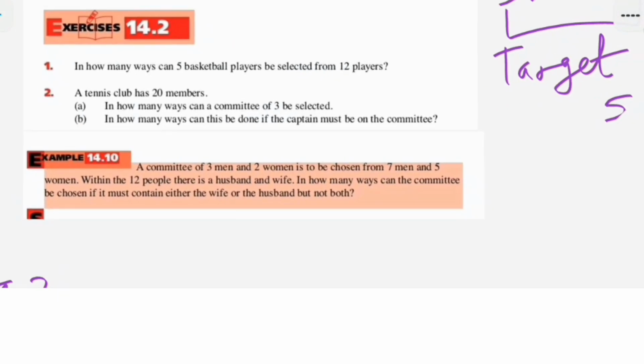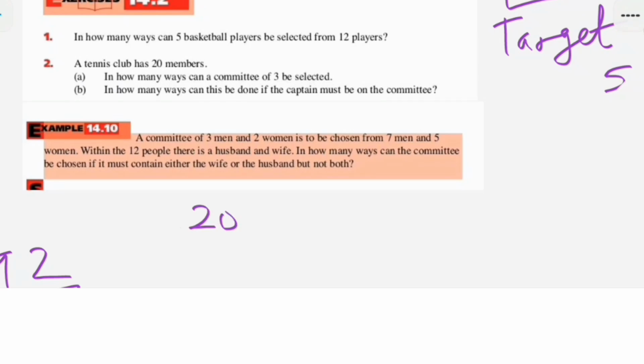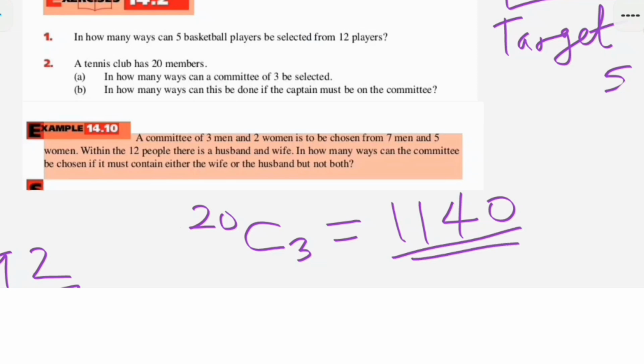Okay, now let's take the next one. A tennis club has 20 members. In how many ways can a committee of 3 be selected? So that means you have 20 people, you want to pick just 3. So the answer will just be 20C3. Now use your calculator, just press 20C3. You will get 1140. So that means there are 1140 ways of picking 3 people from 20 members.